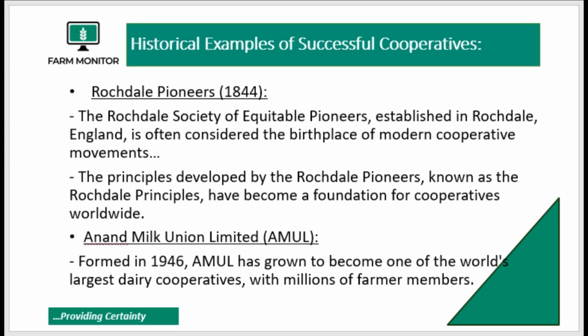Let's look at 2 historical examples of successful cooperatives right from time. There is the Rochdale Pioneers. The Rochdale Pioneers were founded in 1844. The Rochdale Society of Equitable Pioneers, established in England, is often considered the birthplace of modern cooperative movements, so it started from somewhere.